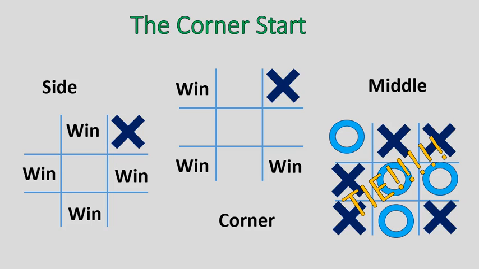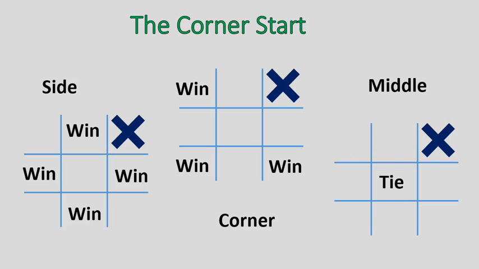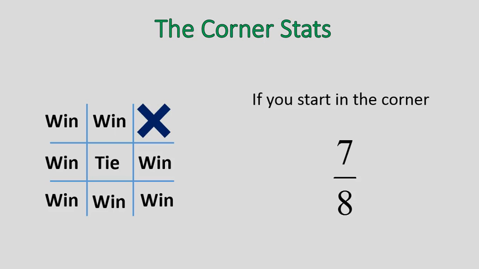So, when we take all of this information and put it into one tic-tac-toe board, it would look like this. If you start in the corner, you will win if they go on the side or in a corner, and you will tie if they go in the middle, which means you have a 7/8 chance of winning. 7 out of 8 squares you will win. So statistically speaking, going first is definitely a big plus.